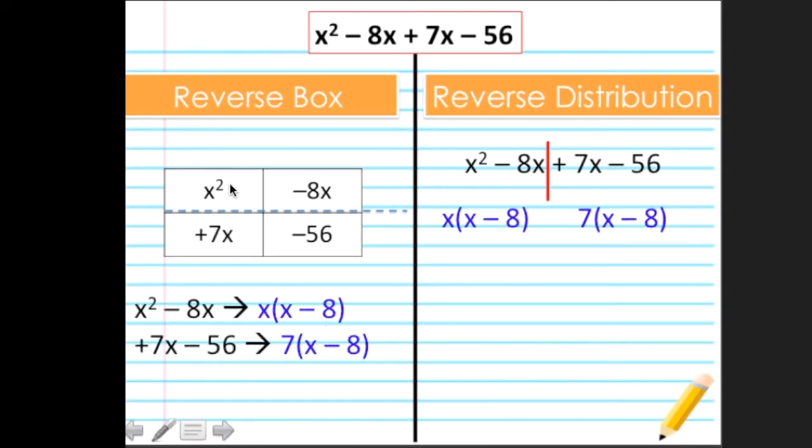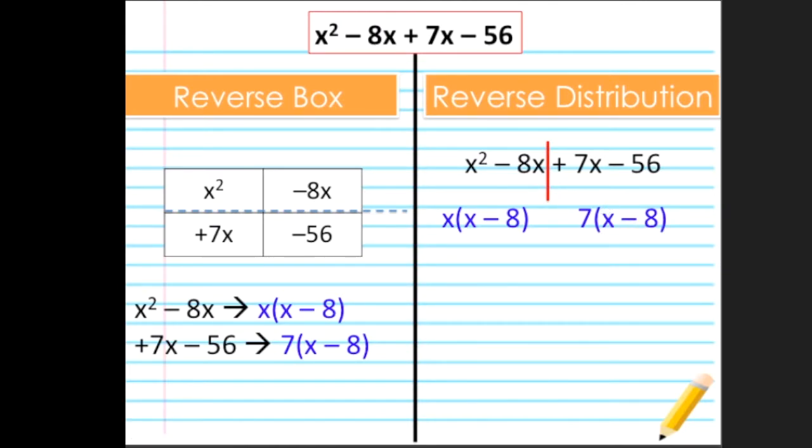So I'm going to factor x squared minus 8x using GCF. That gives us x times x minus 8. And then I'm going to factor out the GCF of 7x minus 56. Well, that GCF is 7, and then I'm left with x minus 8. Same process in the reverse distribution. I split it down the middle. I'm factoring x squared minus 8x, giving us x times x minus 8. I'm factoring out the 7x minus 56, factor out a 7, and I get 7 times x minus 8.